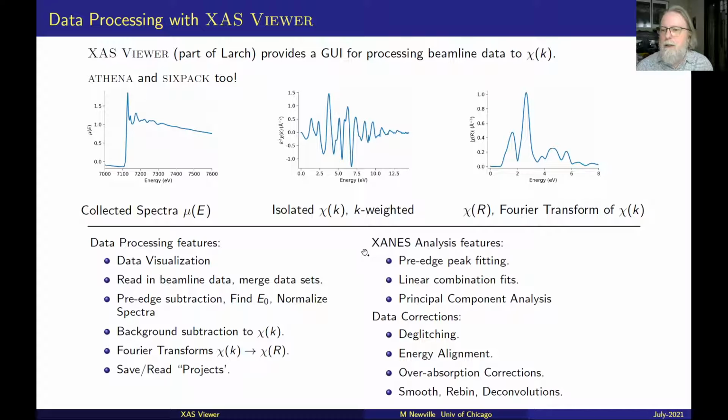For XANES analysis, all of these programs, I believe, include some XANES analysis that might include pre-edge peak fitting, linear combination analysis, and principal component analysis to identify how many different components would be in the XANES spectra. There's also several sorts of data corrections that might be necessary, including deglitching or energy realignment, correcting for overabsorption of fluorescence data, and you may need to smooth, rebin, or deconvolve data in the energy space. And all of these programs can do some of these.